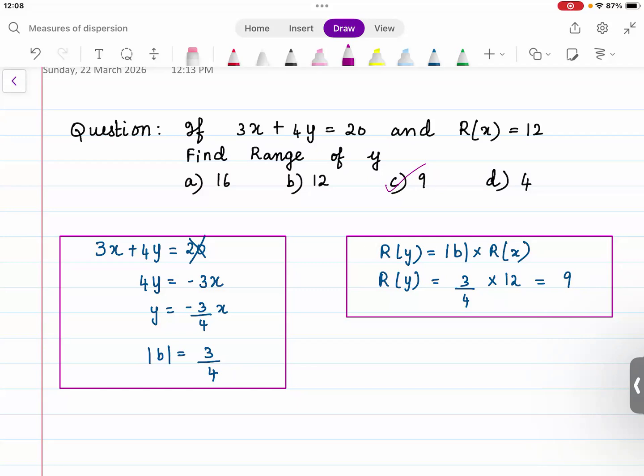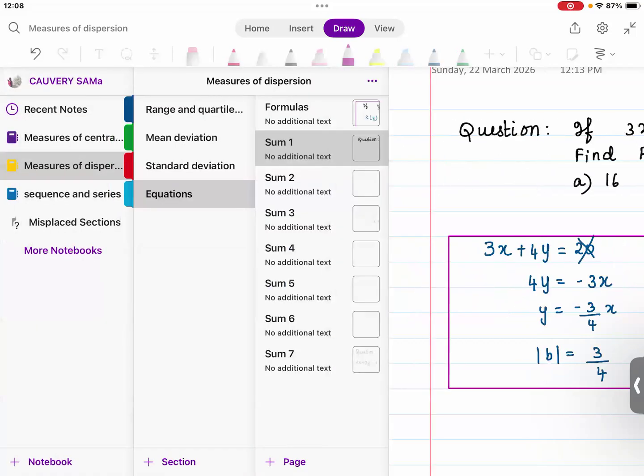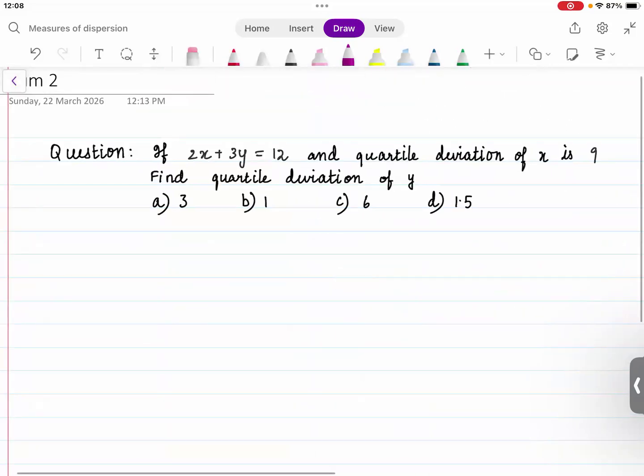Let us go to the next question. Question number 2. So here also they've given an equation 2x plus 3y is equal to 12 and quartile deviation of x they have given as 9. They're asking us to find quartile deviation of y.